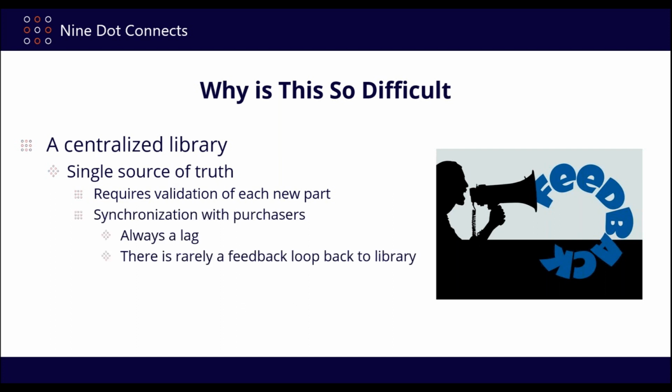The other issue that's really problematic with the single source of truth is that there has to be a synchronization generally with the purchasers. And that could also be for the CM people or manufacturing as well, but usually it's with the purchasers.